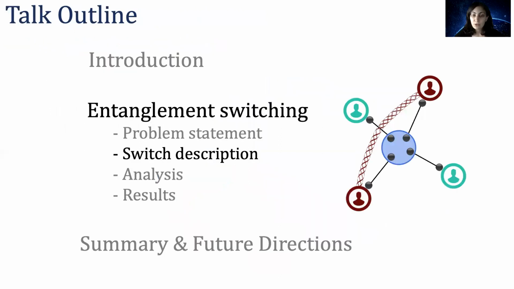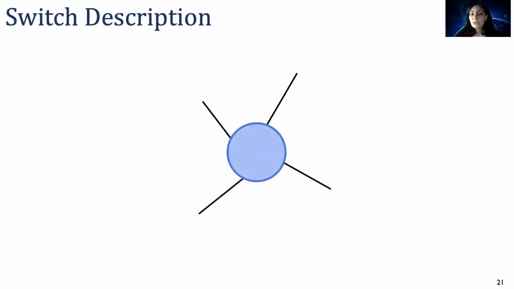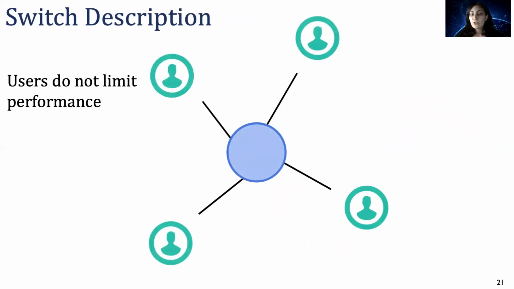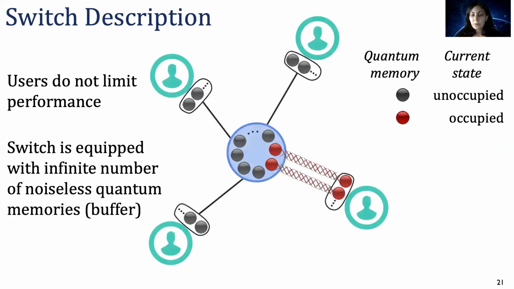Before we analyze the quantum switch, let us describe its operation in more detail. First, since we are interested in the performance of the switch, it's reasonable to assume that the endpoints are quantum-equipped users with infinite and noiseless quantum memories. This will ensure that the endpoints do not limit the performance. Next, the switch is also equipped with quantum memories. In this work, we will focus on a simple problem formulation wherein the memories at the switch are also infinite and noiseless. In the graphic, gray circles are for unoccupied and red are for occupied quantum memories.